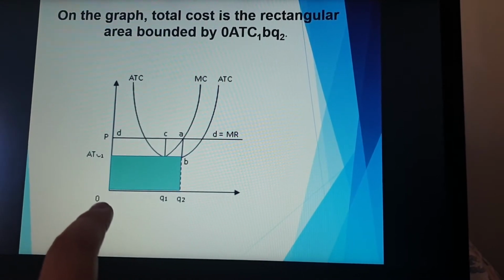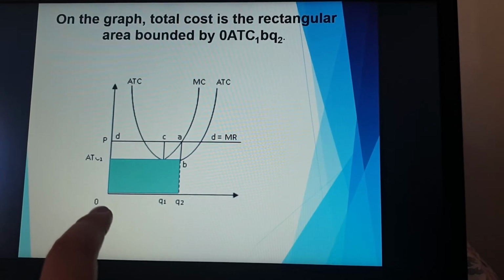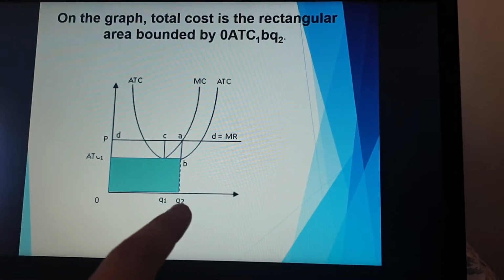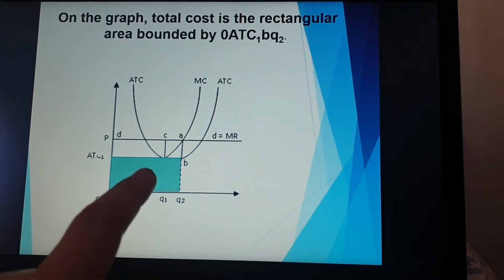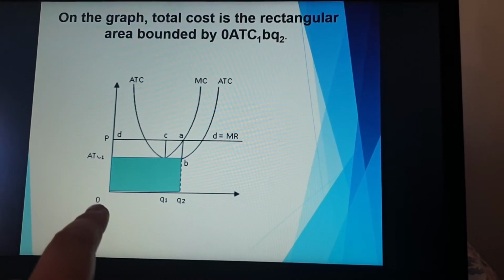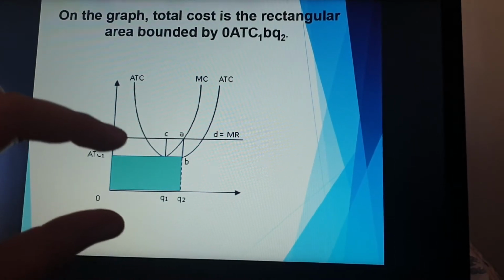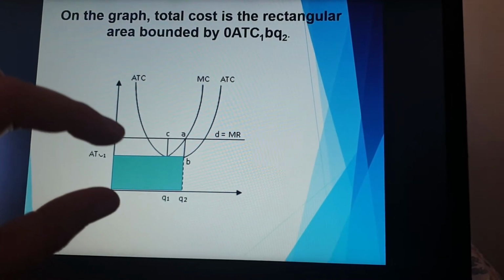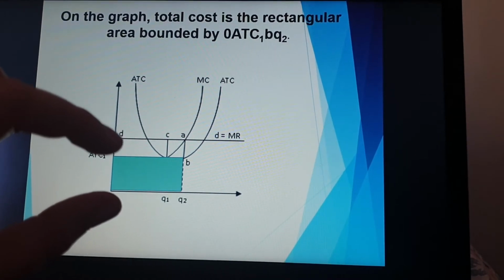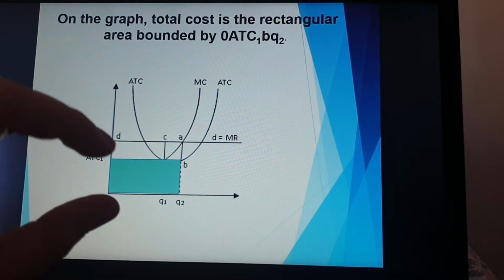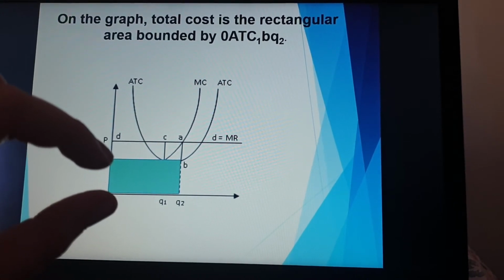But it will be the rectangular section 0, ATC1, B, and then Q2. So this is my total cost. And remember, my total revenue was 0, P, A, Q2. So that area would have been my total revenue. This area is my total cost. So it means my total revenue is bigger than my total cost.